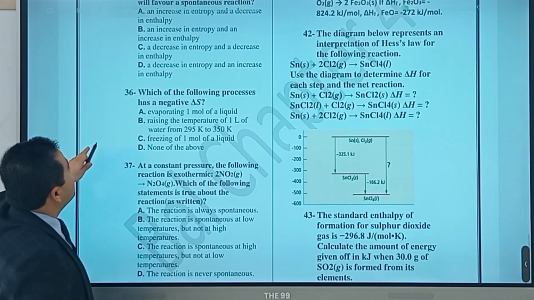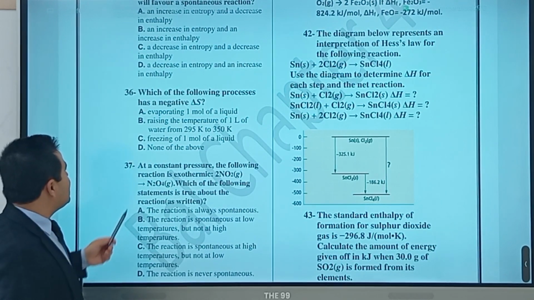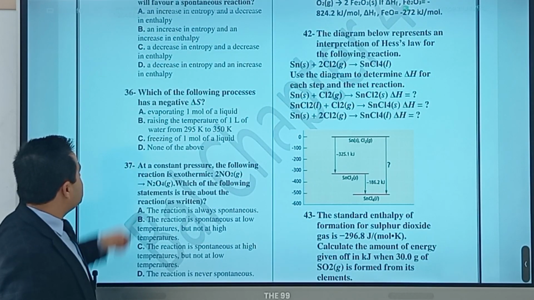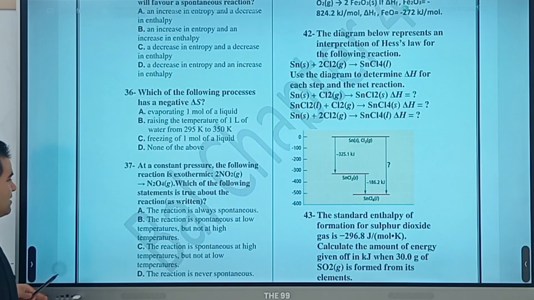Which of the following processes has a negative delta S? This is the same as the standardized test. Freezing of 1 mole of liquid. C is the correct answer.